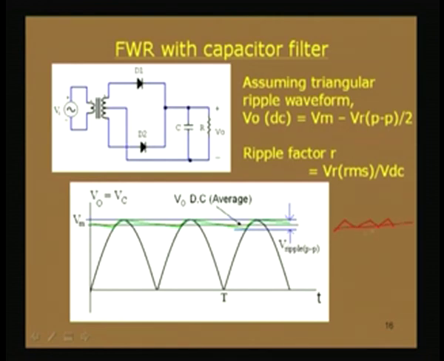So, the output DC level will be flowing towards the middle of this triangular voltage. So, the average DC level is through the middle, that is why Vm minus Vr peak to peak by 2 gives you the DC voltage for this full wave rectifier with capacitor filter.